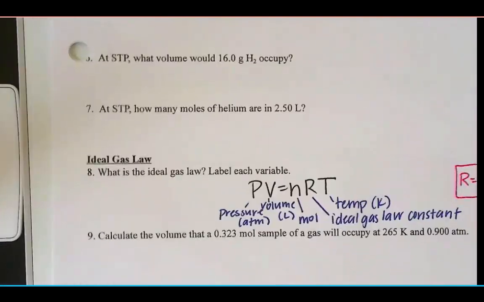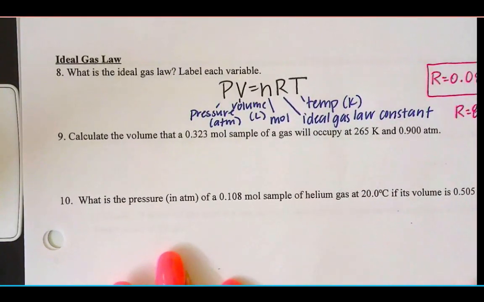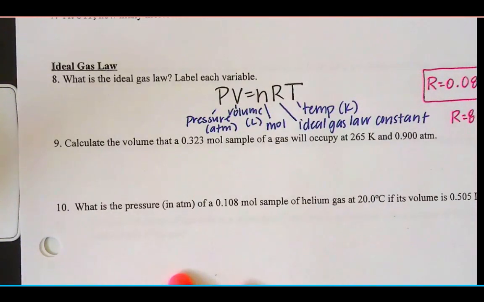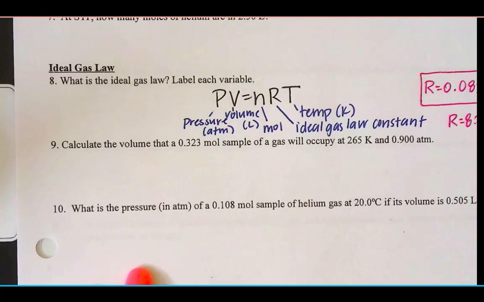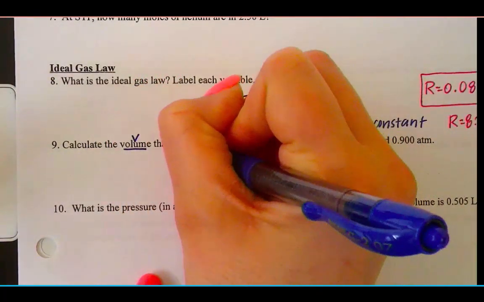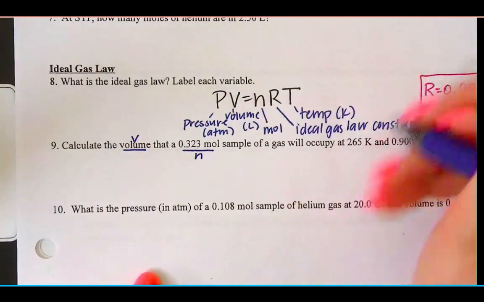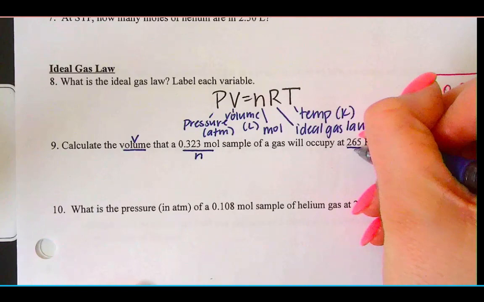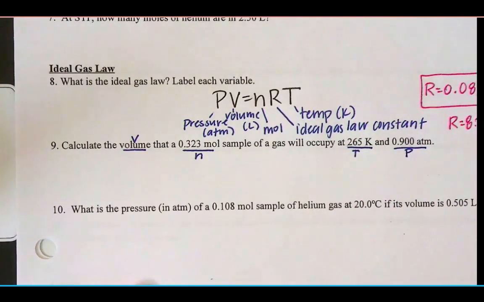So let's look at question 9. Again, just to review what we've done so far. Calculate the volume. We'll go through and label the variables and then see if you can solve it. Calculate the volume that a 0.323 mole sample of gas will occupy at 265 Kelvin and 0.9 ATM.